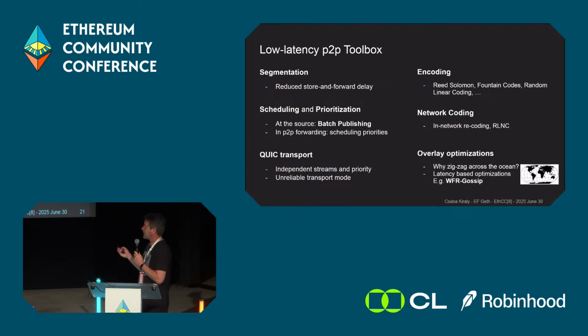The second one is scheduling and prioritization. And for this, we develop techniques. There are techniques also in literature. So these are kind of known techniques. We just have to apply them. Apply is a big word there. So we have to find ways to apply them well. But for scheduling and prioritization, we have techniques. Batch publishing is, for example, sending out intelligently, not sending the copies in the wrong order. Then there is QUIC transport, which is now mature enough to be introduced, and we are introducing it. And this gives us independent streams and prioritization.